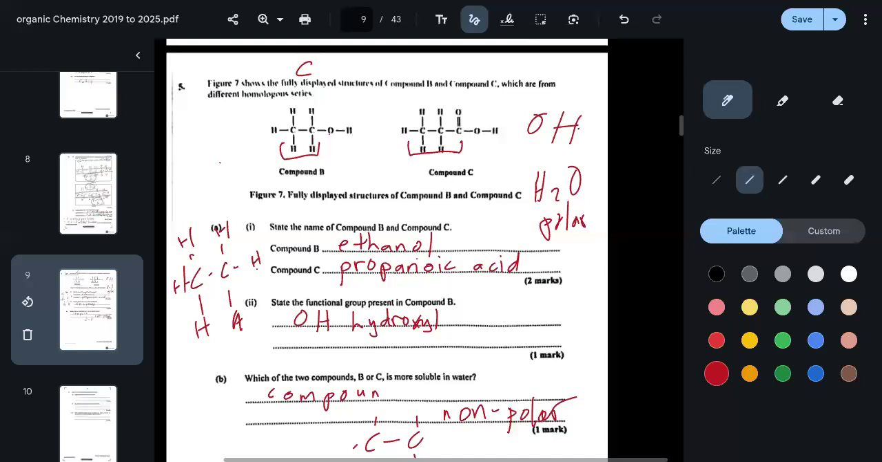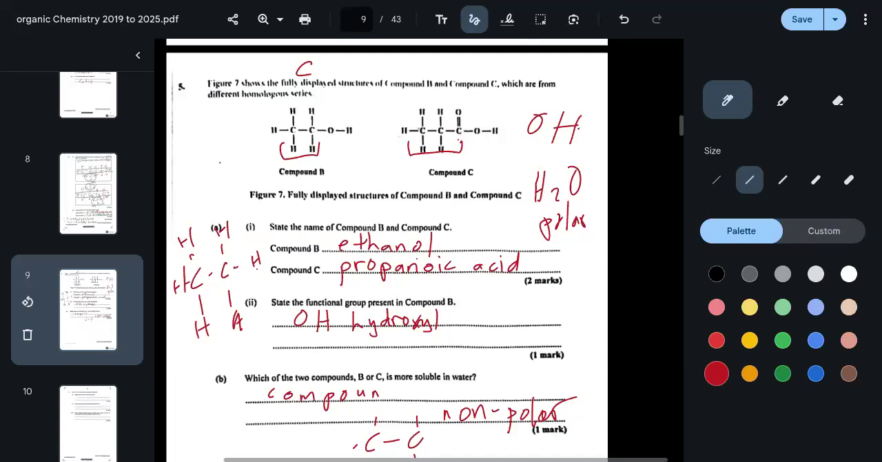Your alcohol and your carboxylic acid, both of them are polar. So what will affect which one is more soluble than the next one? You look at the amount of carbons and hydrogens present. Your ethanol has two carbons and this one has three carbons. So even though technically this should be a little more polar based on the two oxygens and the hydrogens, you have to look at the length of the carbon chain.